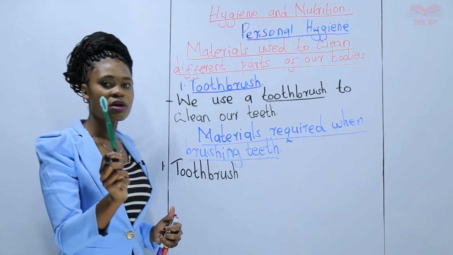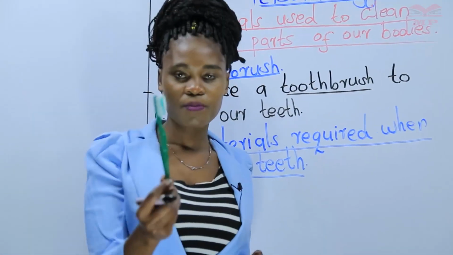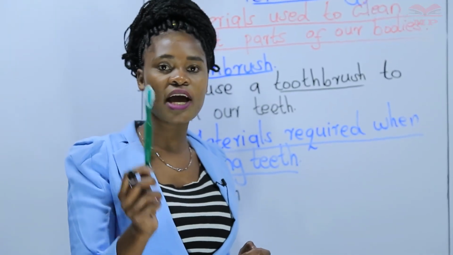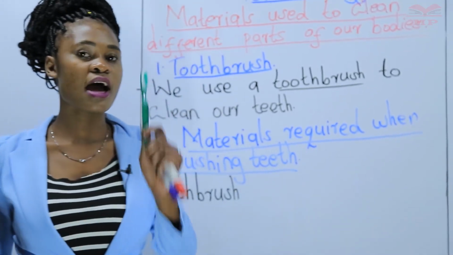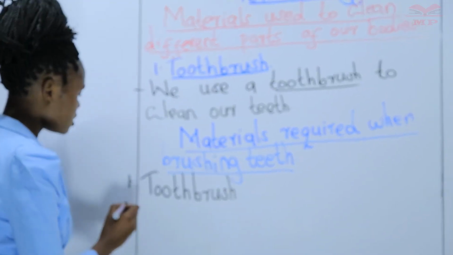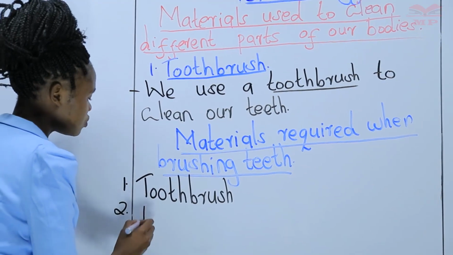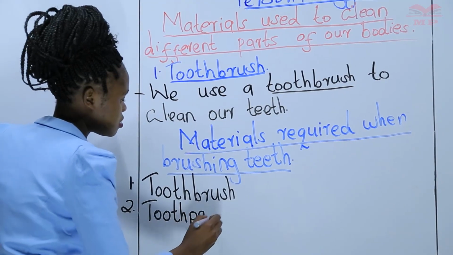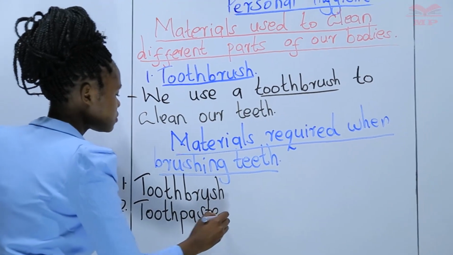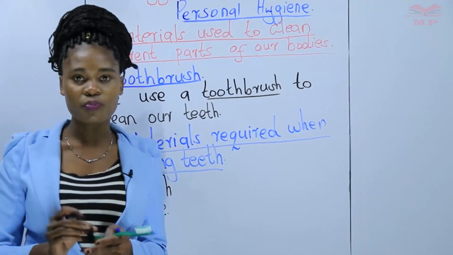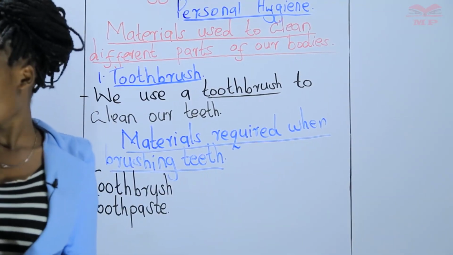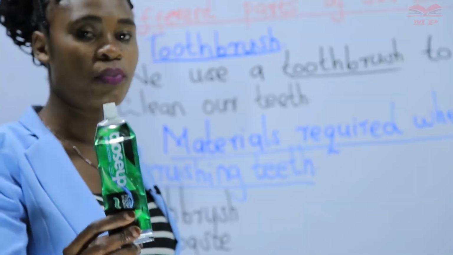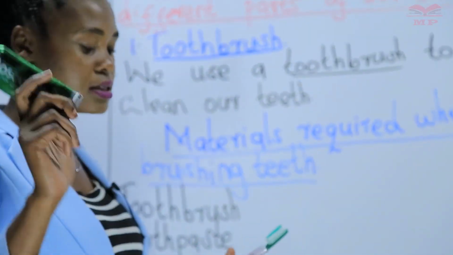So this is the toothbrush that you are supposed to have. And remember, you are supposed to have your own toothbrush. We do not share toothbrushes. So you will need a toothbrush, and of course on the toothbrush you will apply toothpaste. So you will require toothpaste. The toothpaste you will apply on the toothbrush, then use it to brush your teeth.